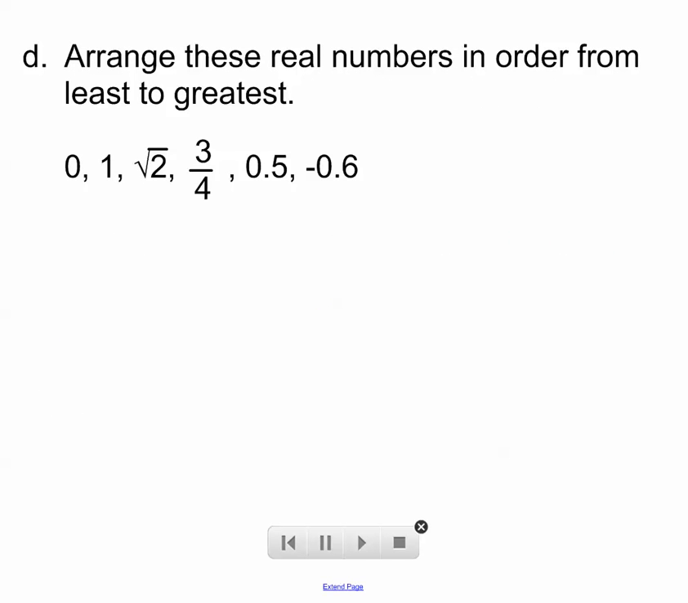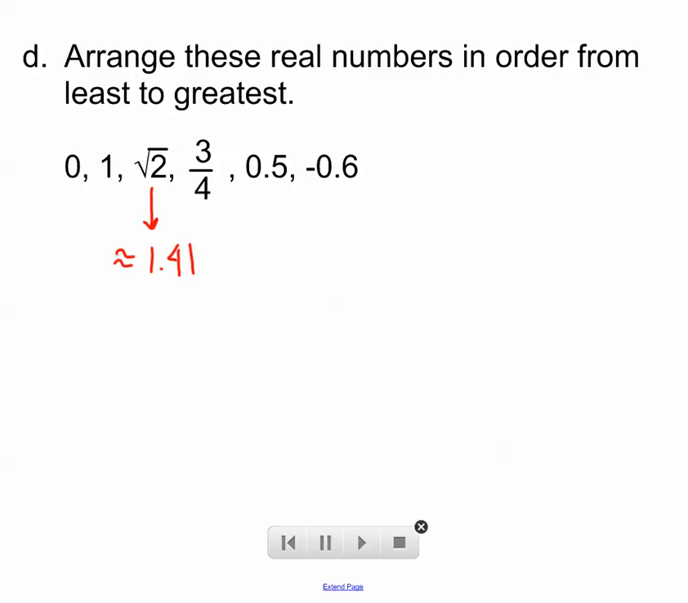Let's arrange these numbers in order from least to greatest. We've done this a lot. We're going to throw these square roots in here. That's the only one I'm looking up here that I'm a little confused about where it might fall in relationship to these other numbers. I know that it's less than 2, like we saw on the last screen. Well, guess what? It's also greater than 1.